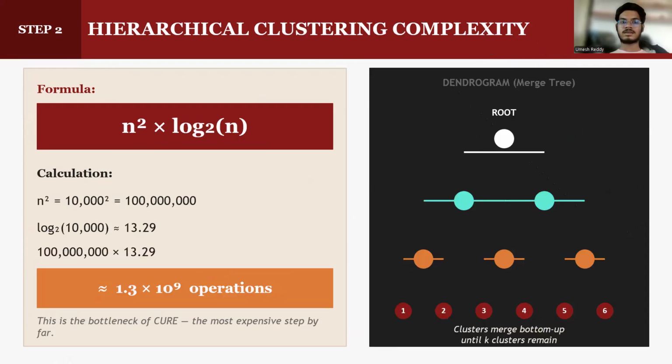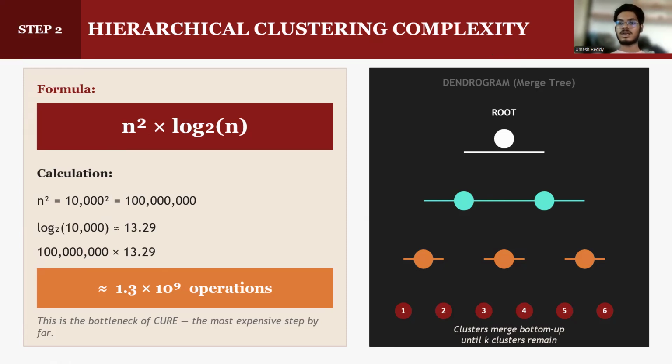Coming to the hierarchical clustering, the formula is n square into log n base 2. After calculating n square, we get some value, and for the hierarchical clustering the value is 1.3 into 10 power 9 operations. So this is the bottleneck of CURE, the most expensive step by far, because we need to calculate n square, which will take more time compared to the previous step 1.